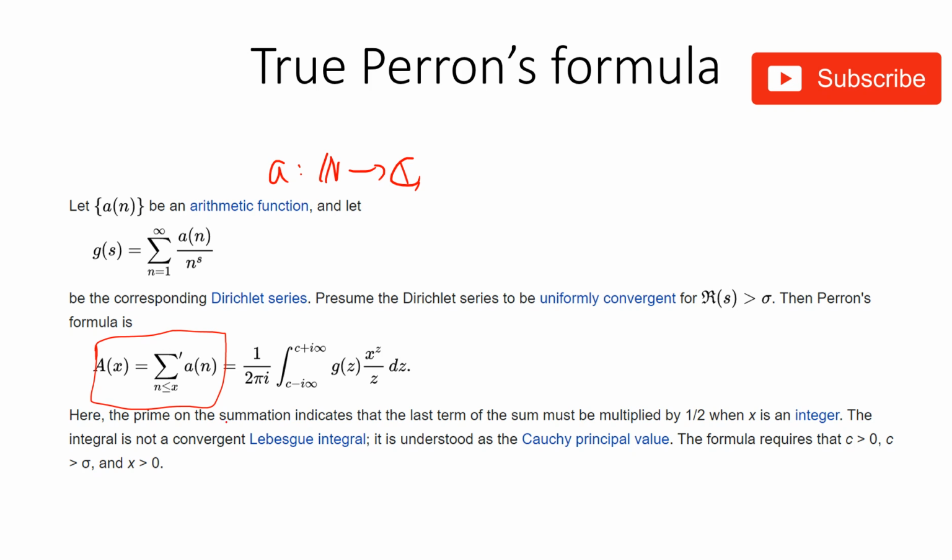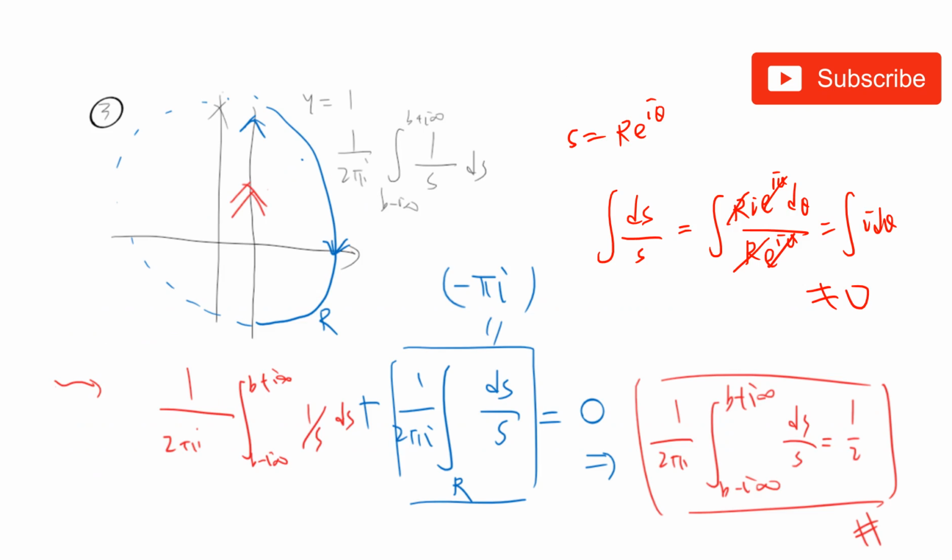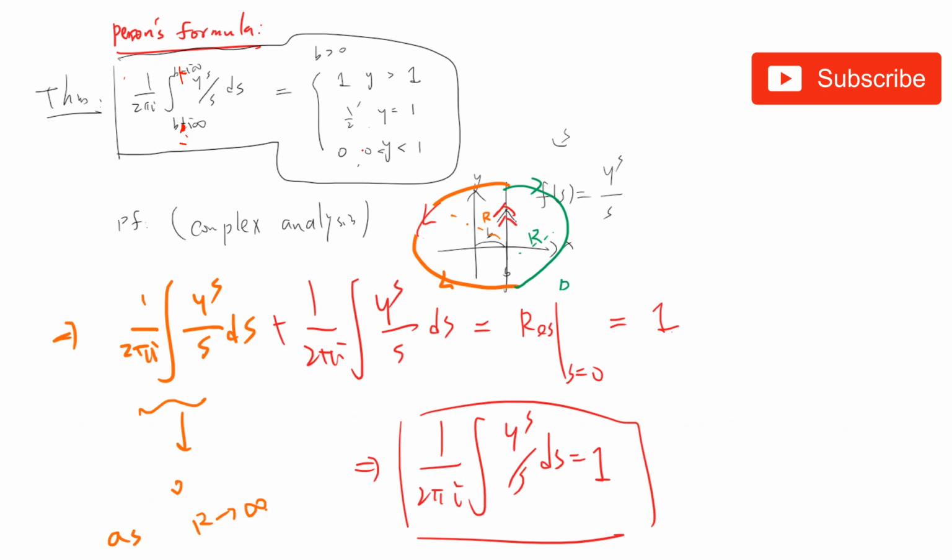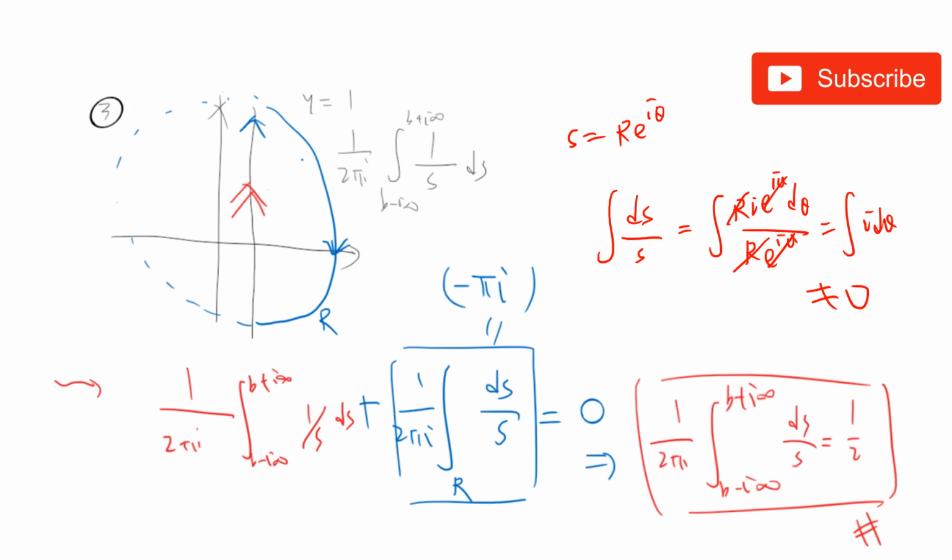Wikipedia says that the prime number summation equals the sum up to the last term. The strange case is that if x is an integer, then the last term must be multiplied by half. So when x is an integer, the last term must be times half. So you see it's obviously just this guy. So we will prove it.